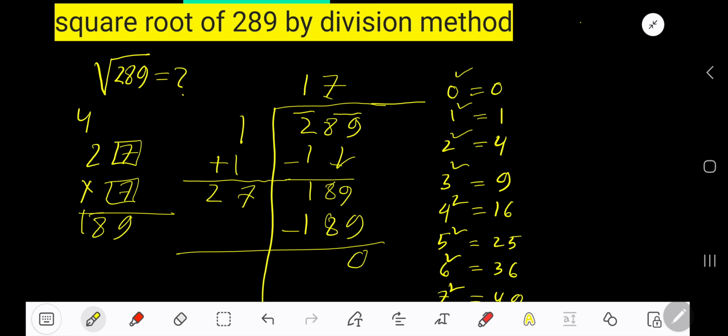Since you have placed here 7, so you need to write here 7 and you need to add 7 plus 7, 14. Carry, bring down 4, carry 1 to the next column. Then 1 plus 2, 3. Look, 34. The double of 17 is 34. So by this process, since this is double of this number, so our square root 17 is correct. So the square root of 289 is 17.